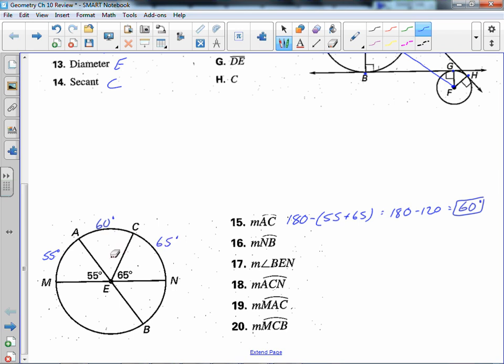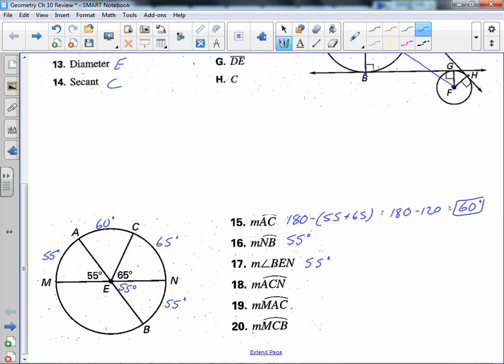Or, even easier than that, since AB and MN intersect, then angle AEM and angle NEB are both vertical angles, and we know they would be the same. So we automatically know that that angle is going to be 55. And if that central angle is 55, then we know arc NB is also 55 degrees. And 17 is asking about angle BEN, which we just came up with 55 degrees for, so that one's already figured out.